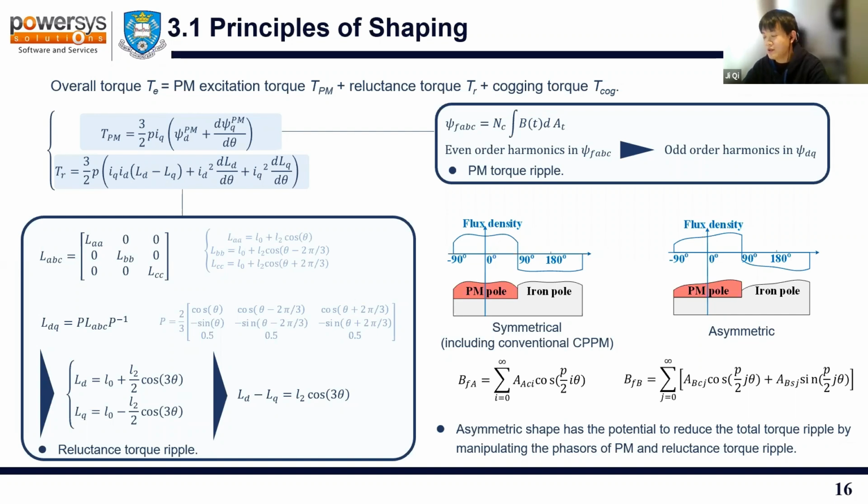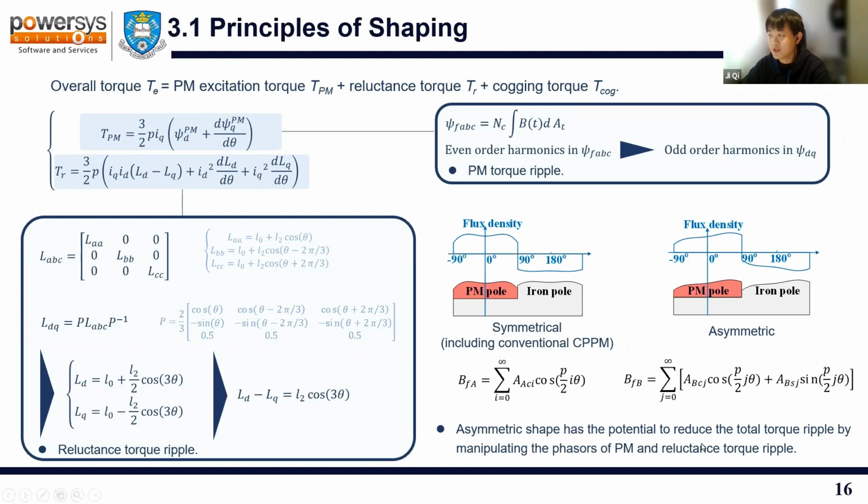So now that we can't reduce the reluctance torque ripple by the pole shaping method, here I come up with an idea. We can introduce the PM torque ripple again and make it counteract the reluctance torque ripple, so that we can achieve a very small overall torque ripple.